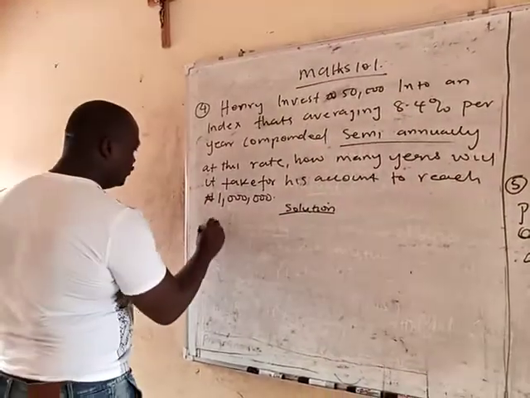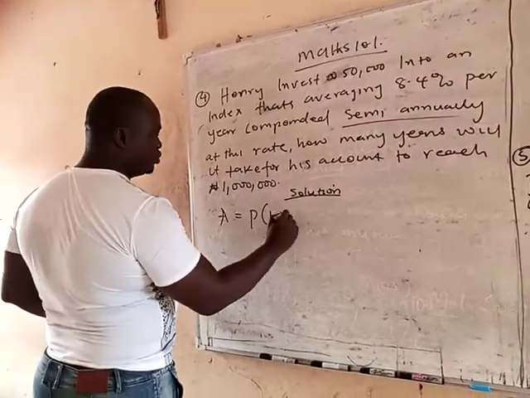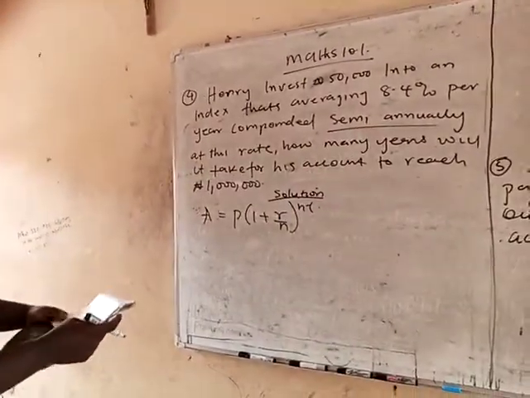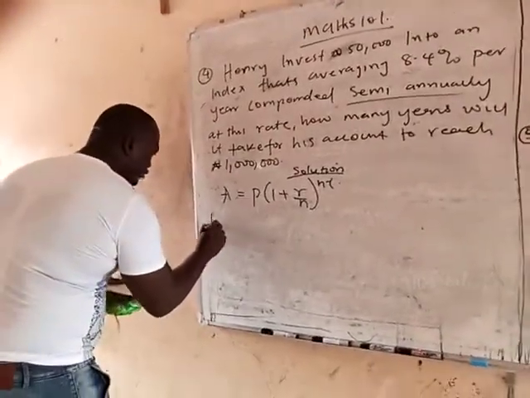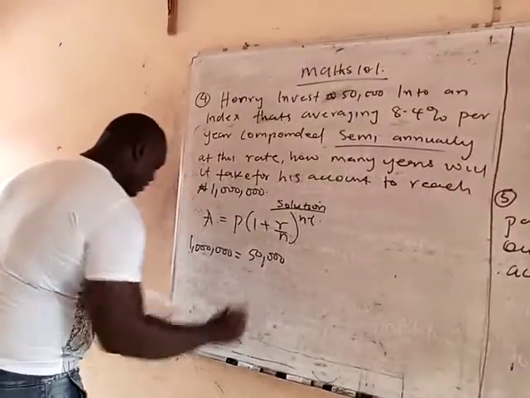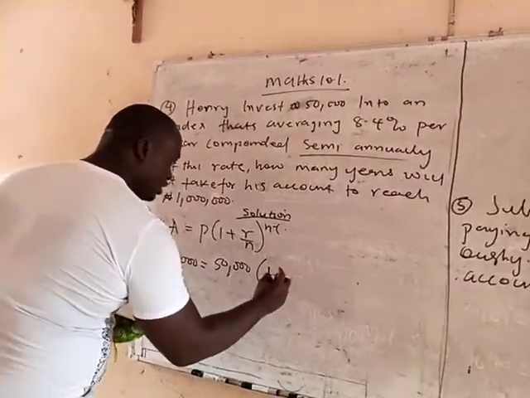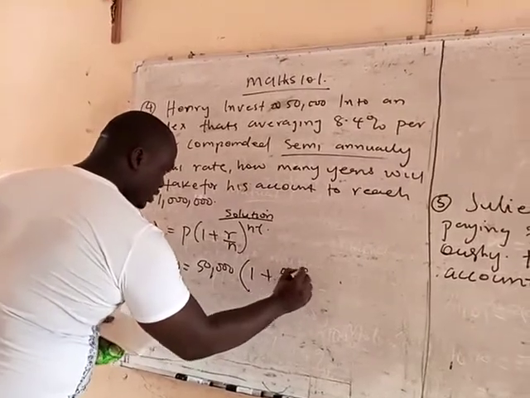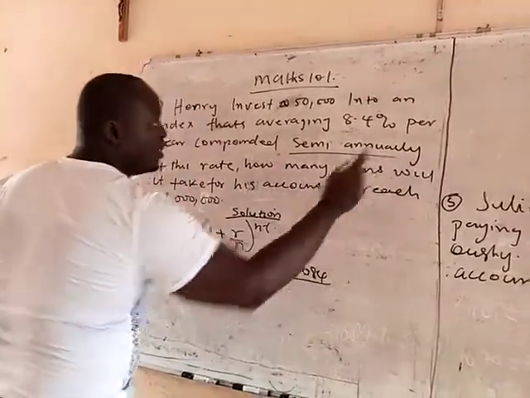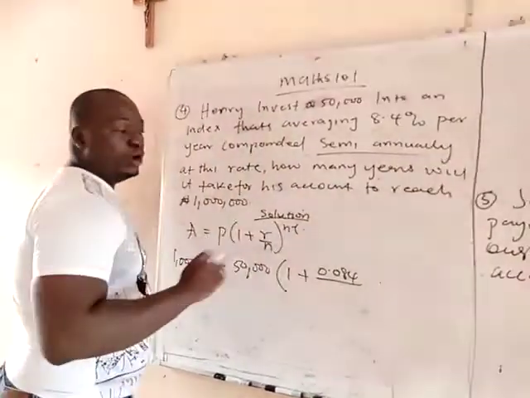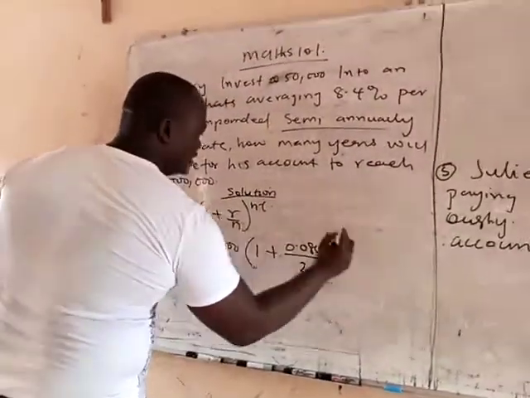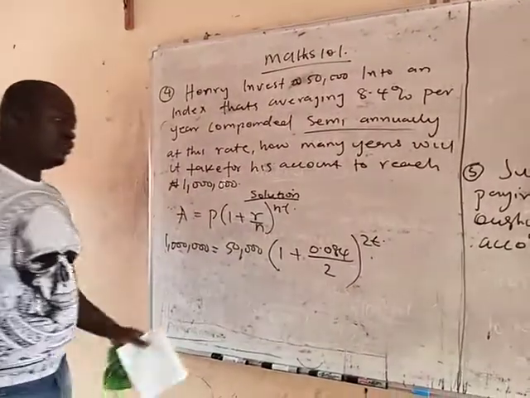So we have our beautiful formula. A is P into 1 plus R over N, to the power of NT. So what we want to find is our T. So our amount, the future amount, which is 1 million, is equal to the 50,000 he invested, right? So we have 1 plus 0.084, by dividing our rate by 100. Divided semi-annually, a year is divided by 2. Semi, you divide it by 2. So you have 2 here, and then NT is 2T.